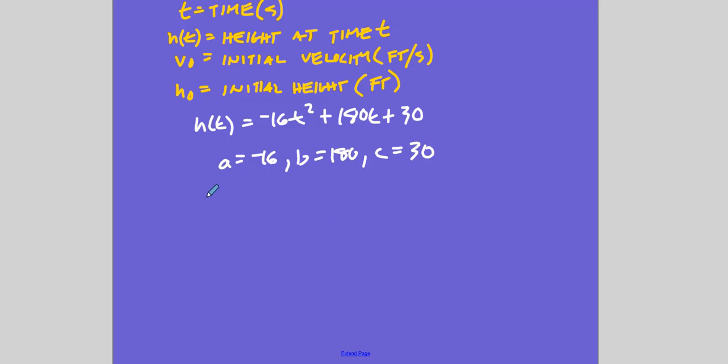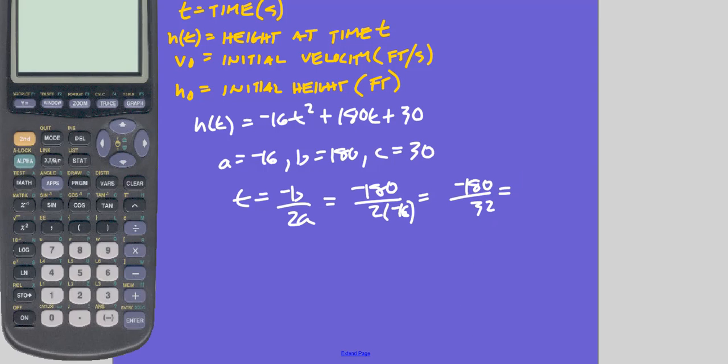Okay, so we use the quadratic formula here. T is negative b plus, no, actually we're not using the quadratic formula because we're just finding the max height. Sorry. So all it is going to be t is going to be negative b over 2a, so the maximum height is going to be negative 180 over 2 times negative 16, which is negative 180 over 32. And since we said we could use a calculator here, that's all I'm going to do. I'm going to plug that into a calculator real quick.